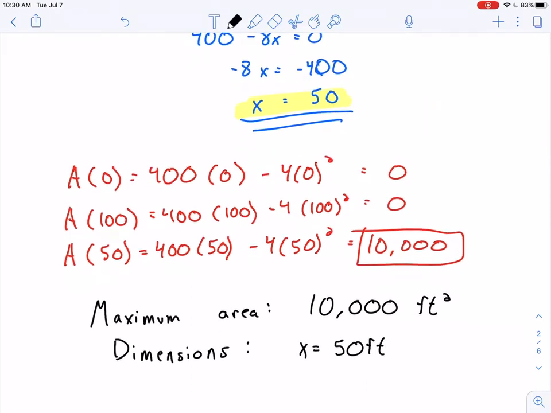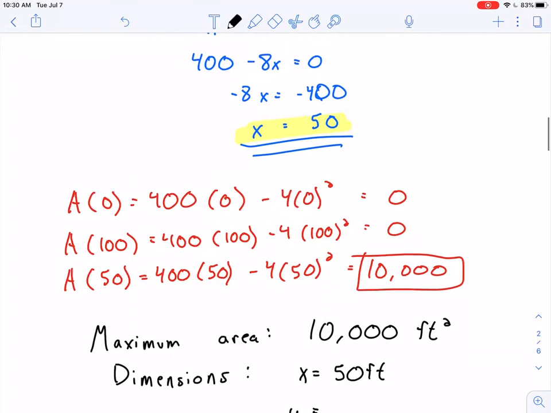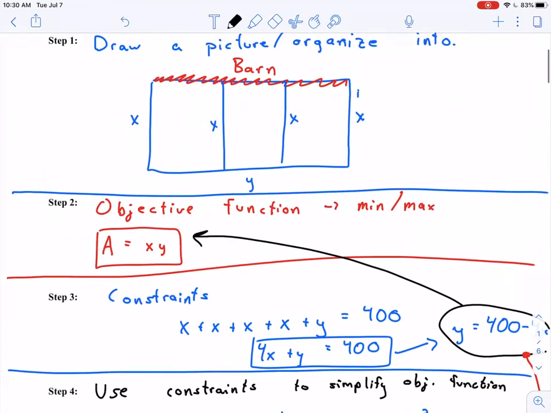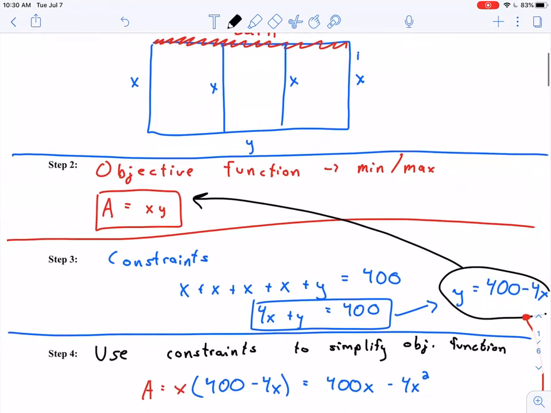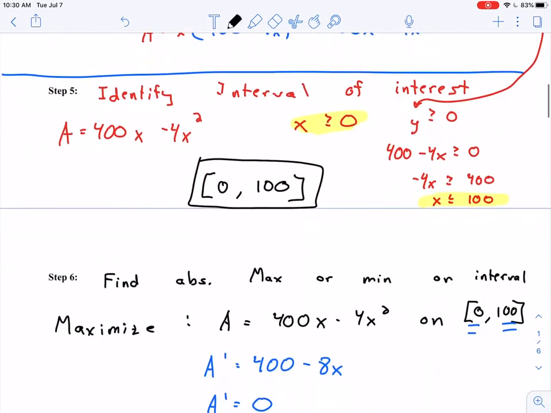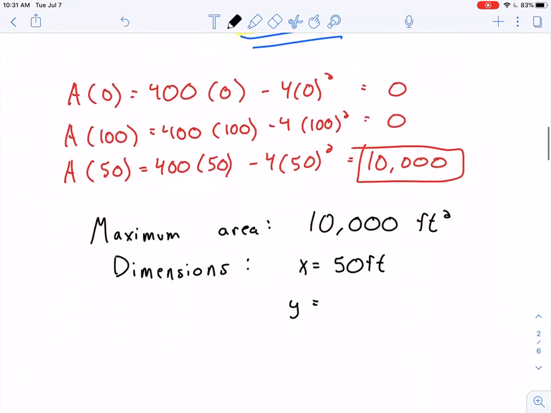That means I need to know, well, what is my other dimension? What was y? If you need to, refer back to your picture and say, okay, one of my dimensions was x. What was the other one? Well, it was y. So I want some sort of relationship between x and y. Perhaps I'll look at my constraint function right here. We said y is equal to 400 minus 4x. If I've identified what x is, I can just take that and plug that into this equation and solve for y pretty easily here.